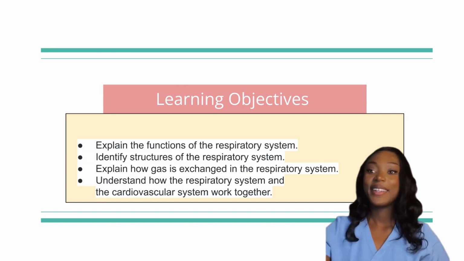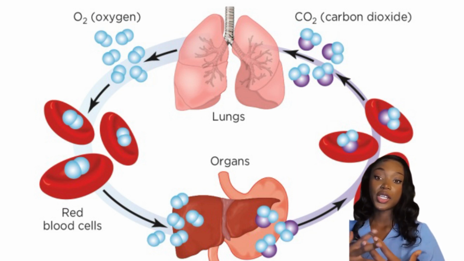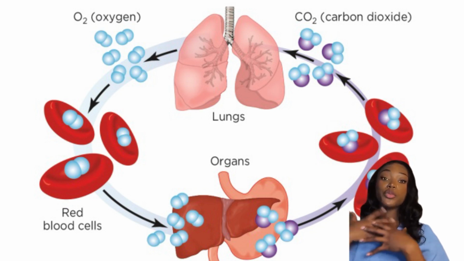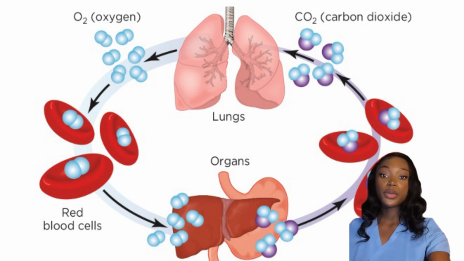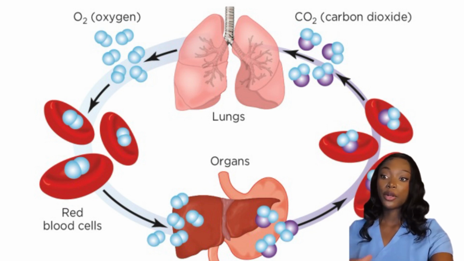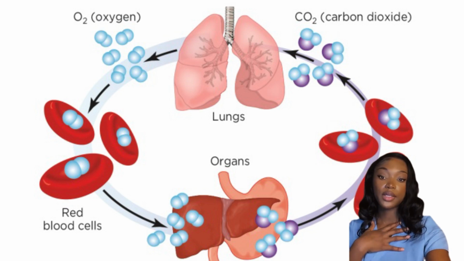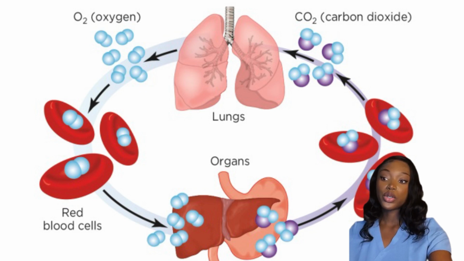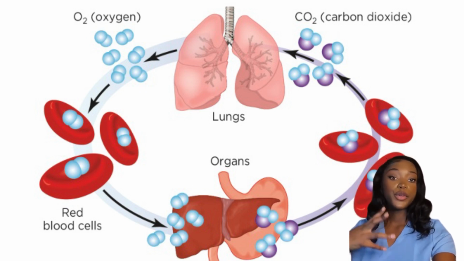So let's get started. The primary function of the respiratory system is to make it easier to take oxygen from the environment and to remove carbon dioxide, which is a toxic gas, from the body. The respiratory system is composed of several structures that work together to provide oxygen to body cells while removing the toxic carbon dioxide. This process is also known as respiration: the removal of CO2 and the infusion of O2.